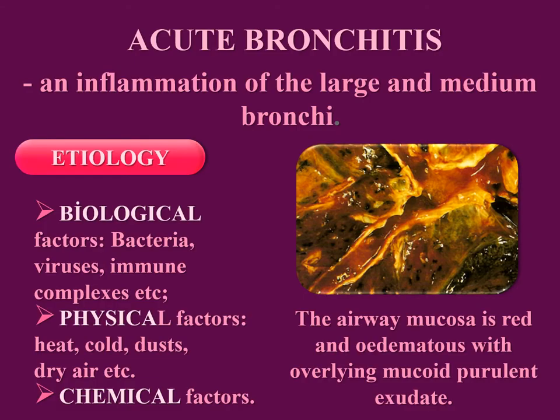Acute bronchitis. This is an inflammation of the large and medium bronchi. Acute bronchitis occurs in all age groups. It may manifest as a primary disease or secondarily, accompanying other pathological conditions as a complication. Etiology. Mainly this is biological factors: bacteria, viruses, immune complexes, etc. It is a main complication of influenza and measles.